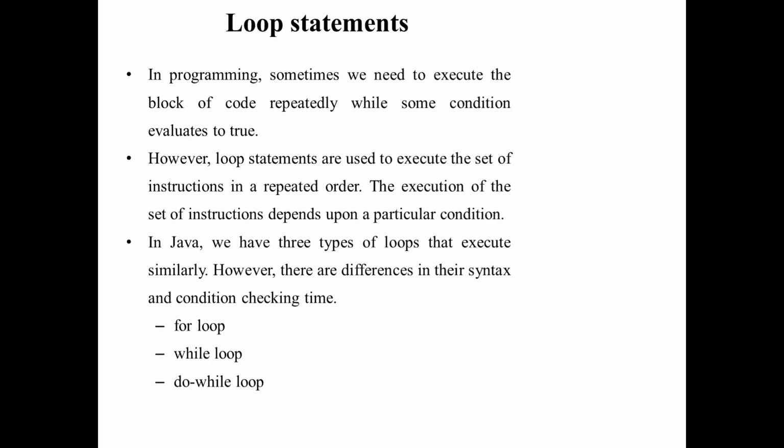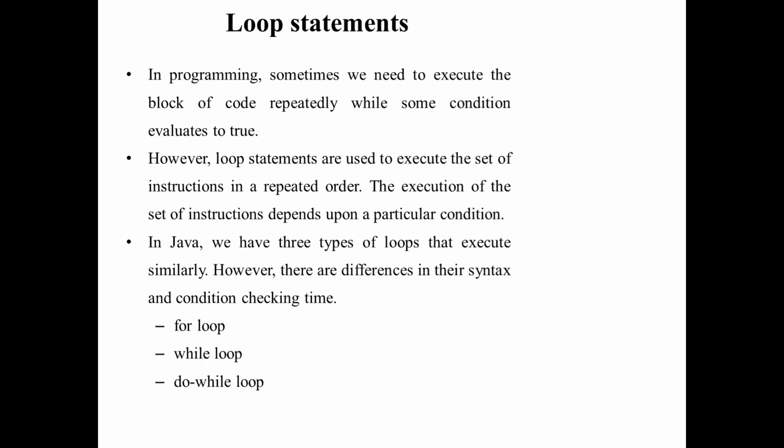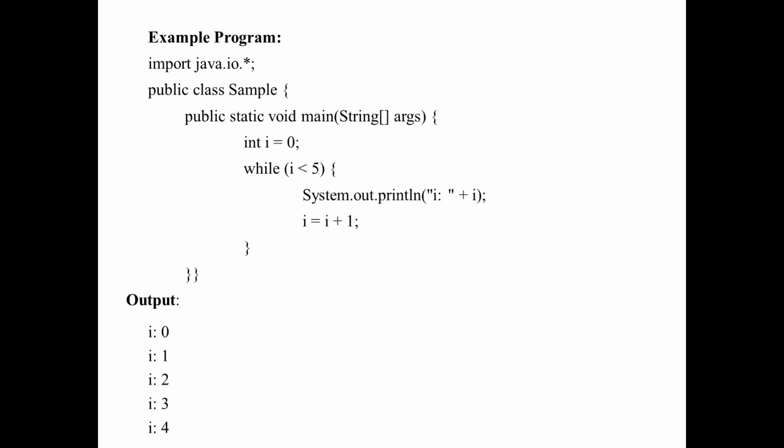Now looping. This is over the if statement, and then one more. Looping means that while a condition evaluates true, the body should be executed repeatedly. So there is the for loop, while loop, and do-while loop. The while loop is while, condition, body. Do-while, so example: import, public class, int i equal to 0, i less than 5. So 0, 0 less than 5.